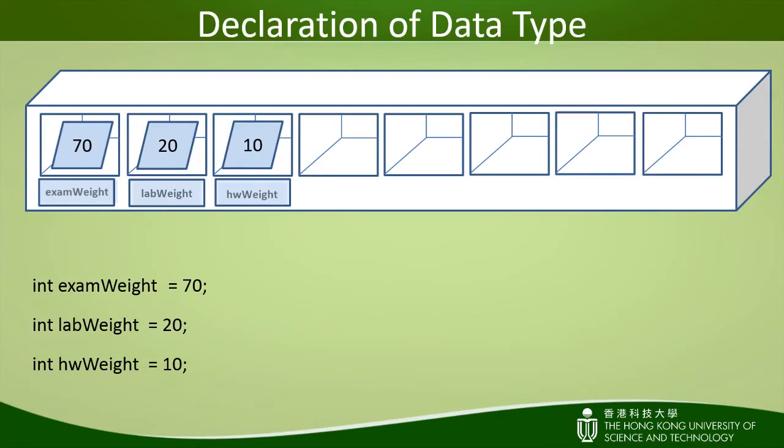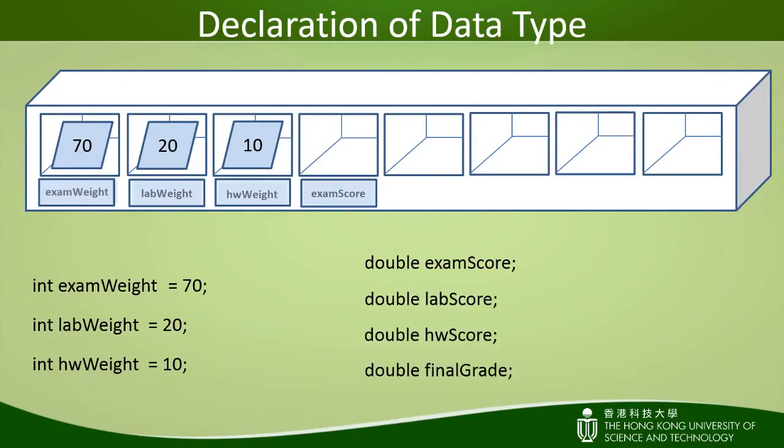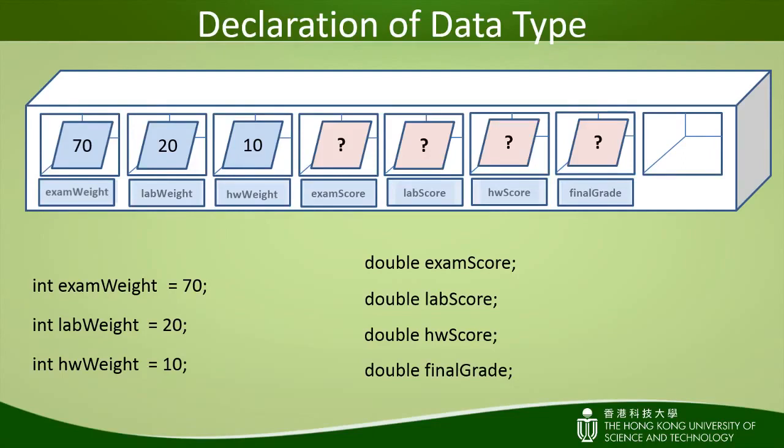The declaration for exam score would allocate enough memory space for storing a floating point number of type double. Most implementations for double would require 8 bytes, so the size would be different from those for int, which is 4 bytes. Similarly, memory allocation would be made for lab score, homework score, and final grade. I'll use a different color here to illustrate that int and double have different memory requirements.